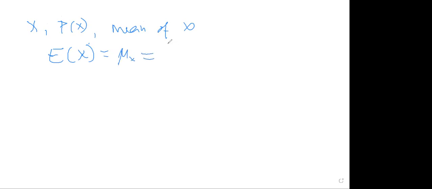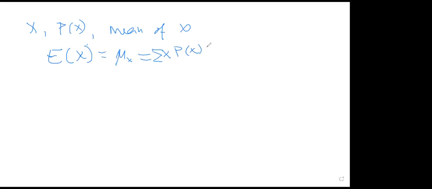So if we have a random variable x with a probability distribution p of x, then the mean of x is denoted by E of x or mu x, which is the sum of x times p of x. That is, multiply each value by its probability and add them up. So this will be like x1 times p of x1 plus x2 times p of x2 plus xn times p of xn, and so on.